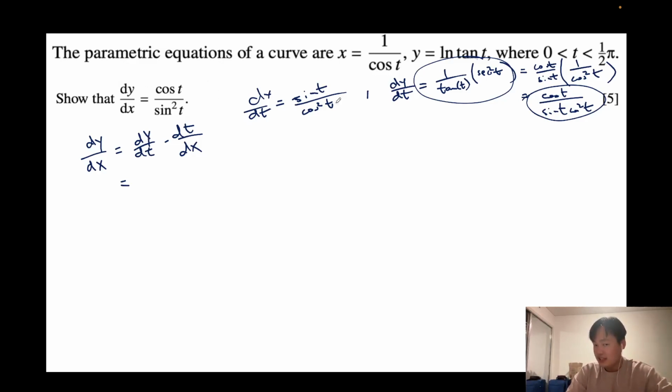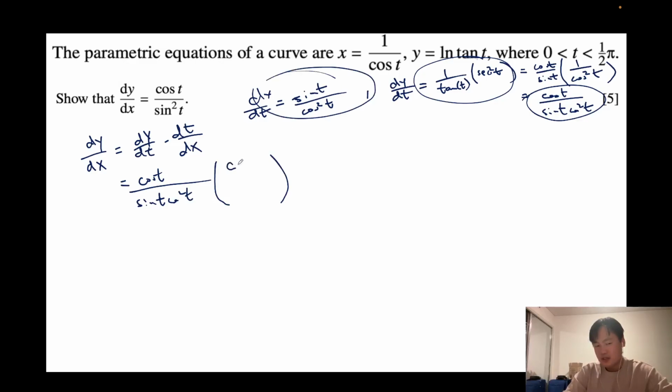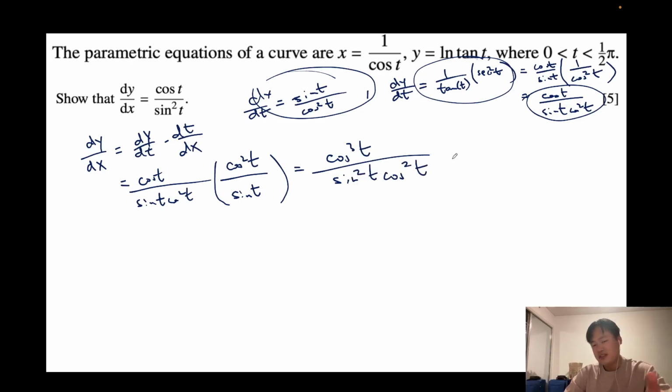We have dy/dt now. That's why we did this in the first part, which is cosine t over sine t, multiplied by cos squared t, multiplied by dt/dx. Isn't this just this thing flipped? Cos squared t over sine t, like this. You just trust the math over here. You don't need to be told that clearly can be simplified, can it? It's just cosine to the power of 3t divided by sine squared t, multiplied by cos squared t. And come on, look at this. Doesn't that perfectly cancel out to cosine t? And that's how you get it: cosine t over sine squared t.